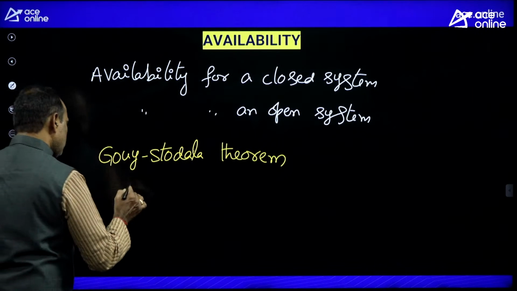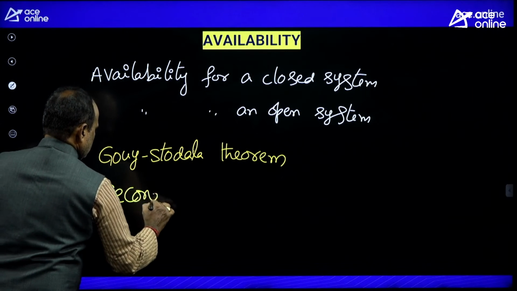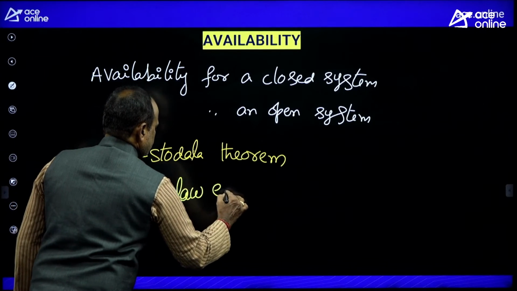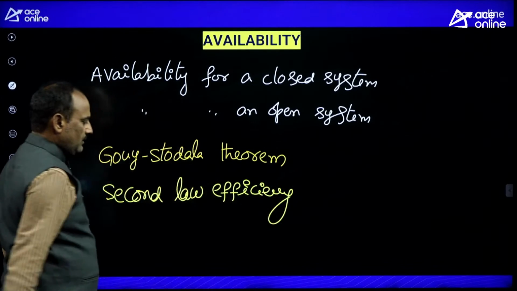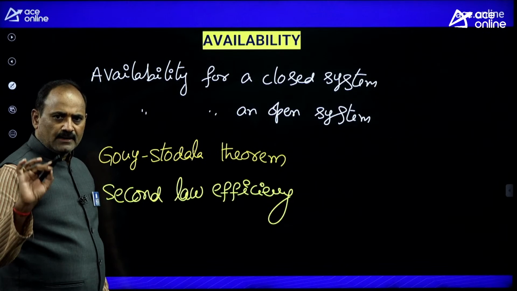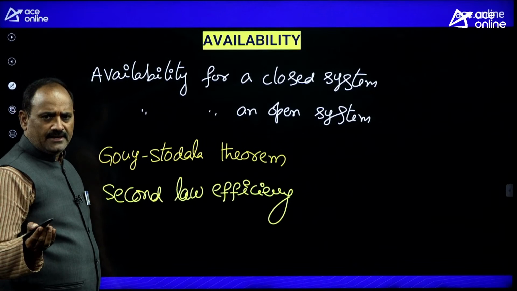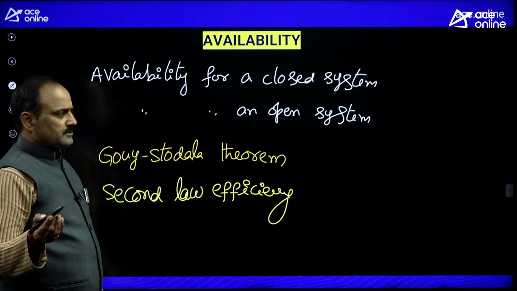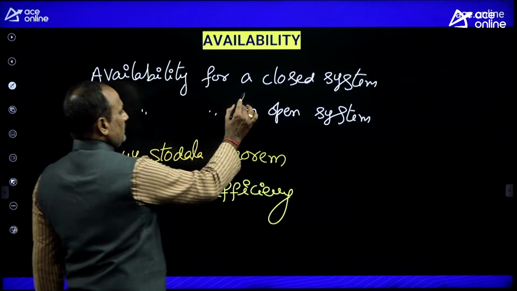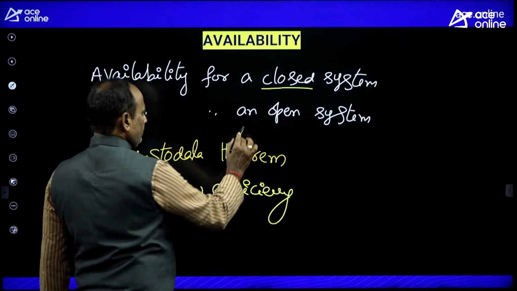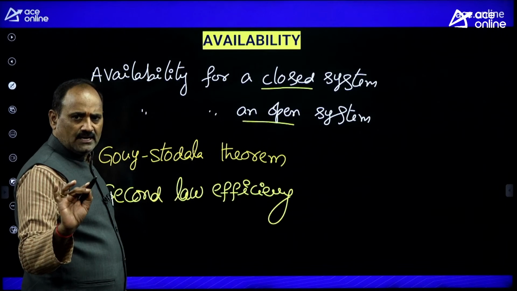Try to practice the problems on second law efficiency. Second law efficiency for different equipment like compressor, turbine, refrigerator, and heat exchangers like radiator, etc. So these are the important concepts for availability. You try to practice as many problems as you can for availability for closed system, availability of the steady flow system, problems on the Gouy-Stodola theorem, and problems on second law efficiency.